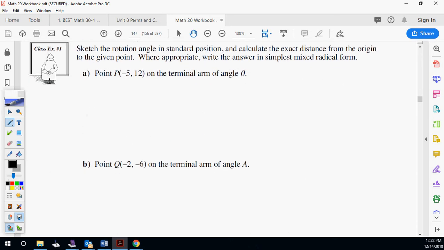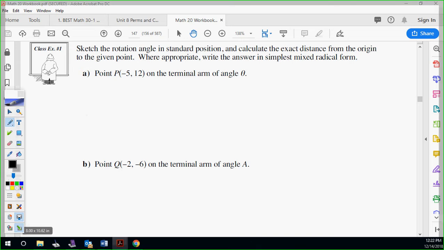So, sketch the rotation angle in standard position and calculate the exact distance from the origin. Whenever you see exact, it means no decimals. Where appropriate, write the answer in the simplest mixed radical form. So it says you have the point negative 5, 12. 1, 2, 3, 4, 5. 1, 2, 3, 4, 5, 6, 7, 8, 9, 10, 11, 12. We're going to be a little bit high here. So it's right there.